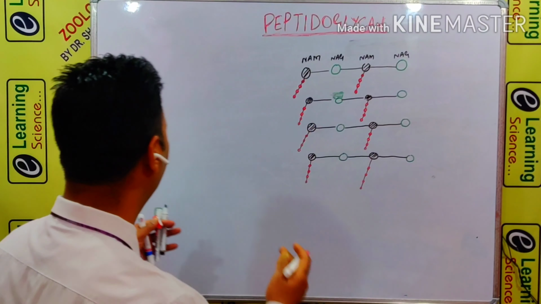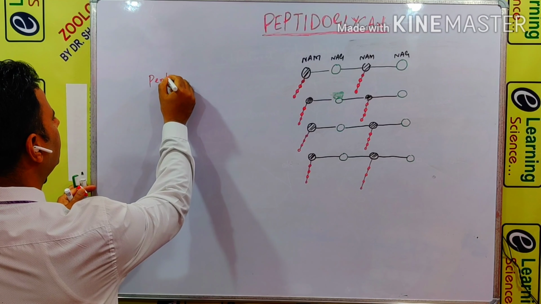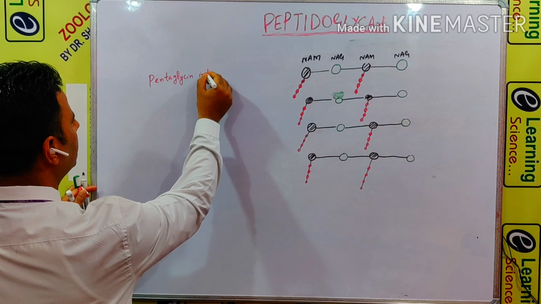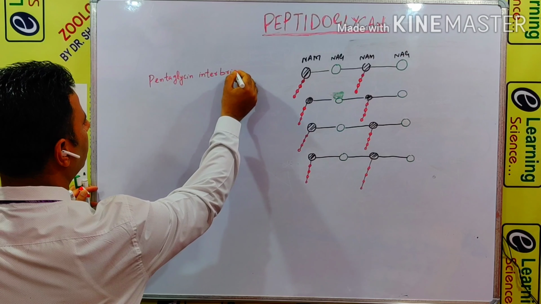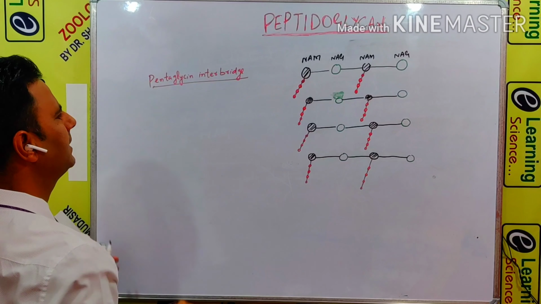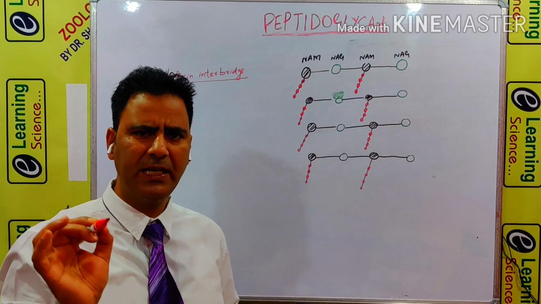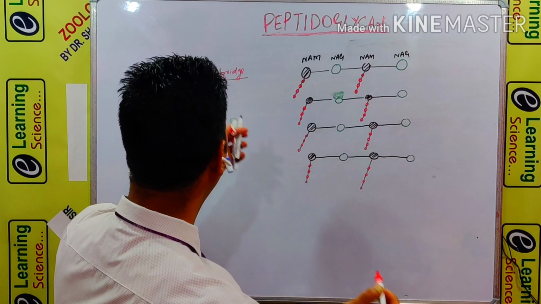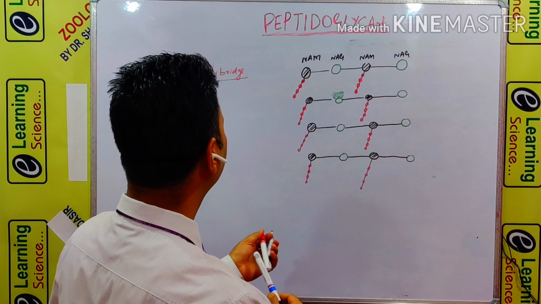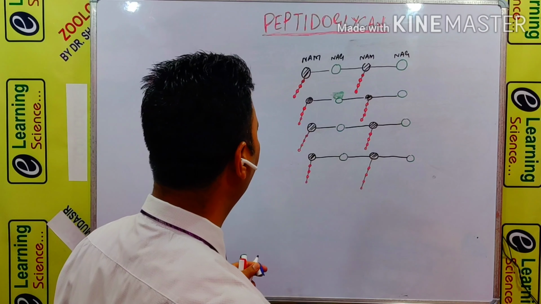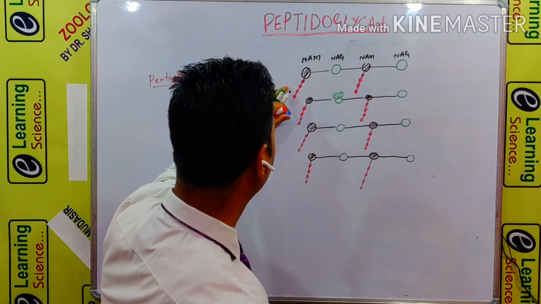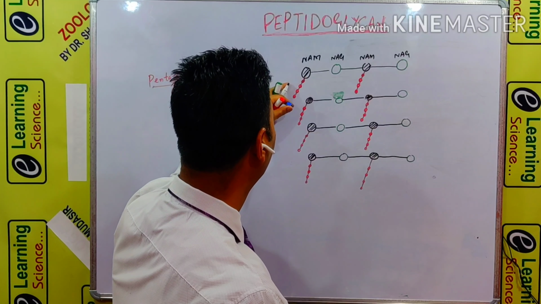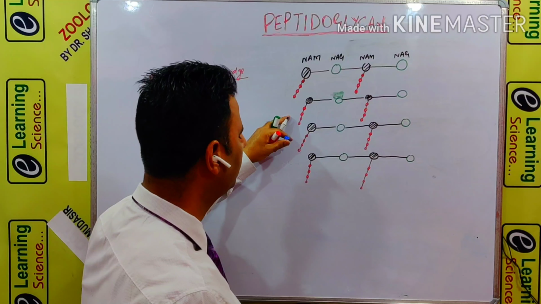There is formation of a pentaglycin interbridge. In this structure, there is formation of pentaglycin interbridge. How is this pentaglycinic interbridge formed? You will see the pentaglycinic interbridge will be formed by joining of the third amino acid of one peptidoglycan chain with the fourth amino acid of the next peptidoglycan chain.